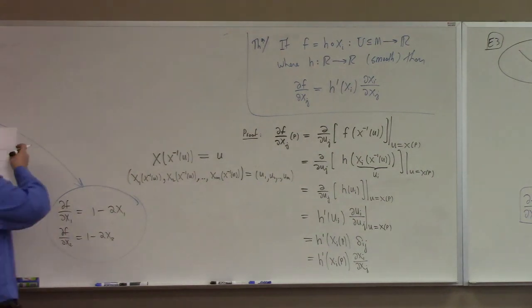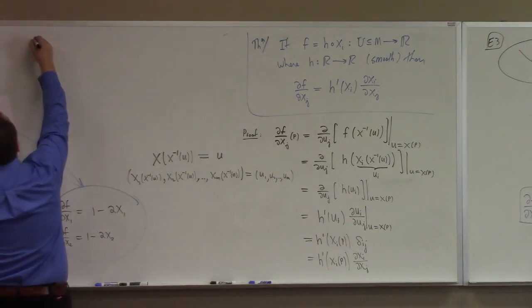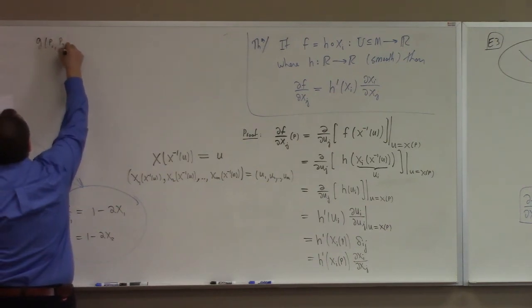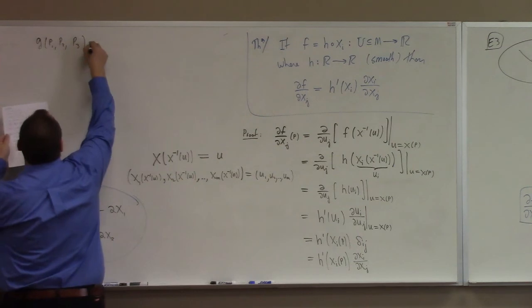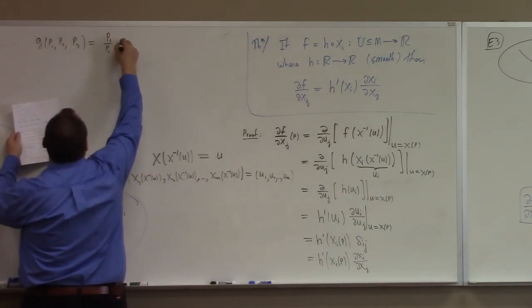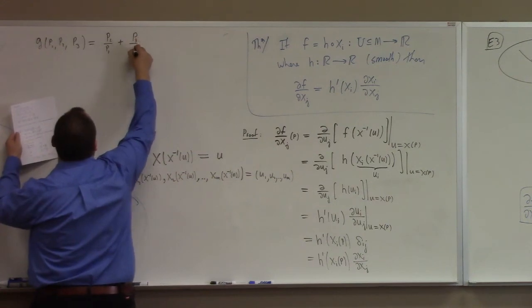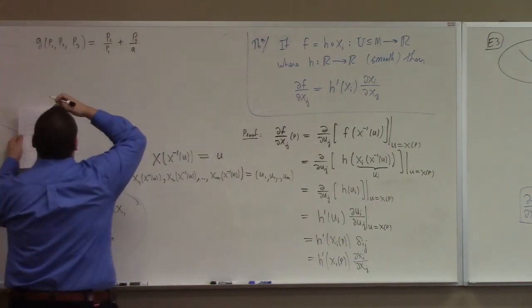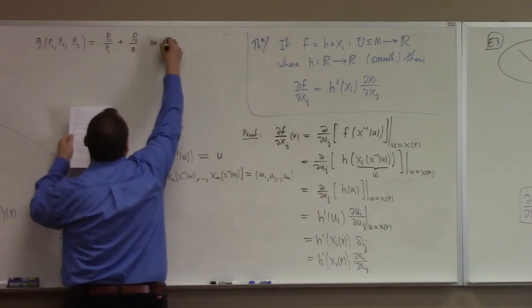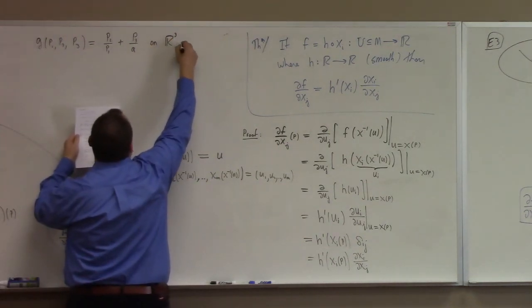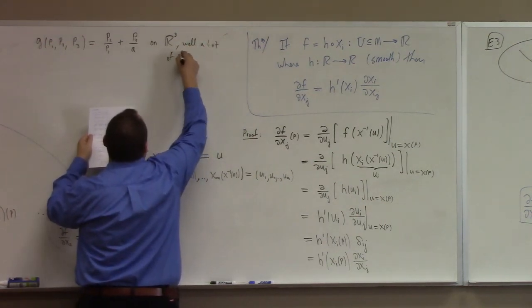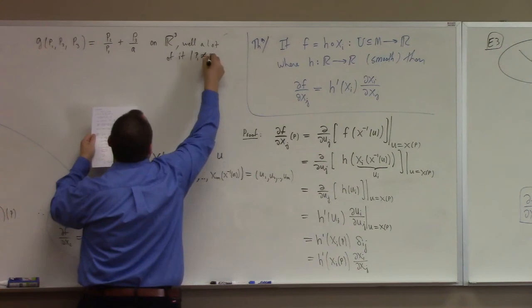So, I have g of p1, p2, p3 equal to p2 over p1 plus p3 over a. This is on R3. Well, a lot of it. p1 not equal to 0. Fine, you got me.